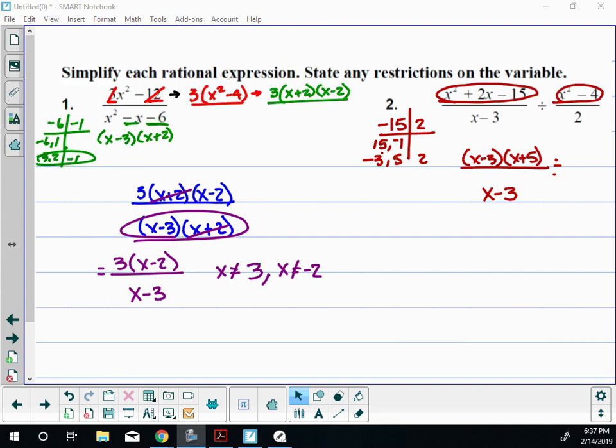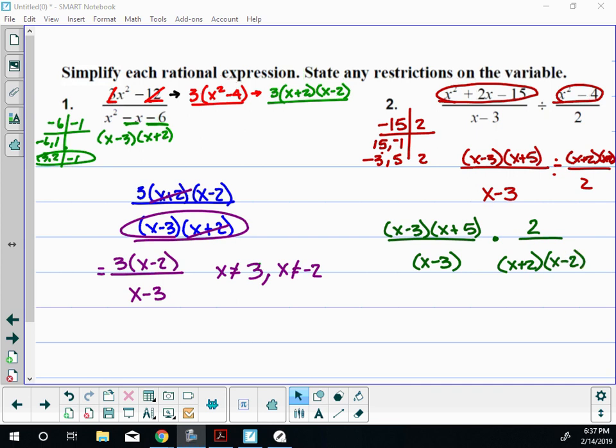X squared minus 4, again, is going to factor into x plus 2 and x minus 2 over 2. Since this is a division problem, you are going to leave the first fraction as is and flip the second fraction upside down and then multiply. Look for anything that can cancel. X minus 3's can cancel. And that's it. So we will have a 2 times x plus 5 over x plus 2 times x minus 2.